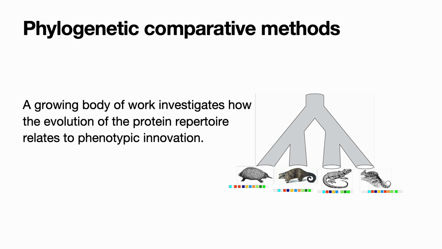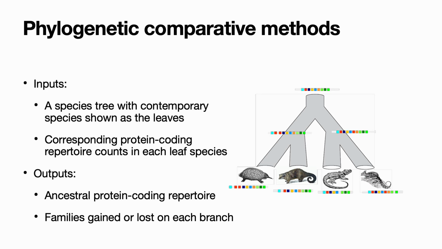Advances in genome sequencing are driving a growing body of work that investigates the relationship between evolution of the metazoan genome and phenotypic innovations using phylogenetic comparative methods. Here, the genome is presented as a sequence of genes, represented by these colored boxes, giving a species tree and the protein repertoire encoded in present-day genomes.